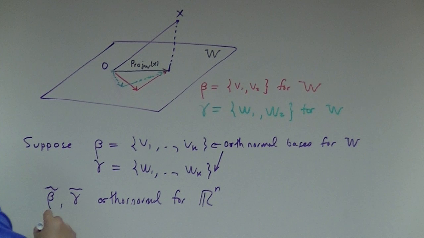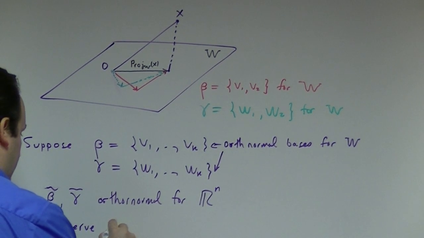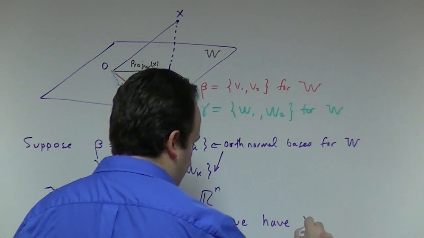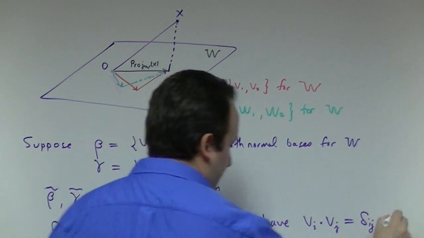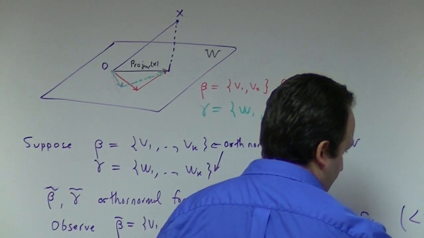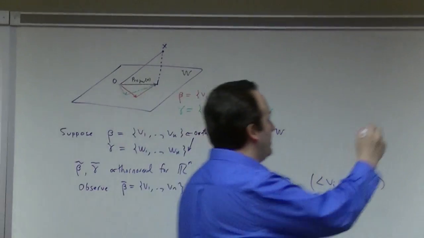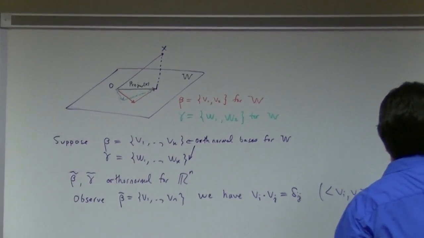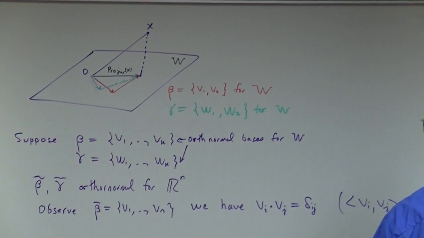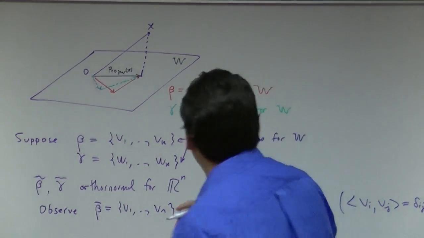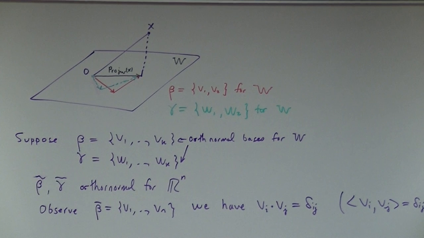So here's the interesting thing. You can argue that if beta tilde, for example, is v1 through vn, we have vi dot vj equal to the Kronecker delta ij, or if you like, the inner product of vi and vj. I'm mostly working with the dot product though. Now what that says about the basis matrix is what? The basis matrix beta transpose times beta. If I look at the ijth element of that, what is the ijth element of that? That's row i of beta transpose dot product with what?